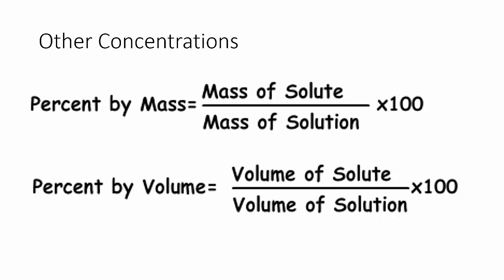Formulas for these percent composition equations. Percent by mass is basically just the mass of the solute, which is your part, over the mass of the solution, which is your whole thing, times 100, just like any other percent. Percent by volume is almost exactly the same thing. Instead of mass, though, they're using volume of solute. So this is your part over volume of solution, that's your whole, times 100.